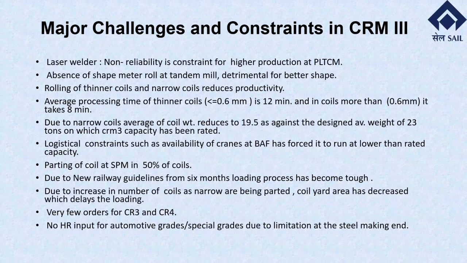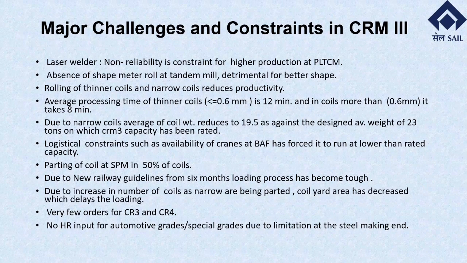Also, due to narrow coils, which we define as coils below 1200, the average weight we get from HSM is around 19.5 tons against the rated or design weight of 23. This has also not allowed us to achieve our capacity in terms of tonnage.